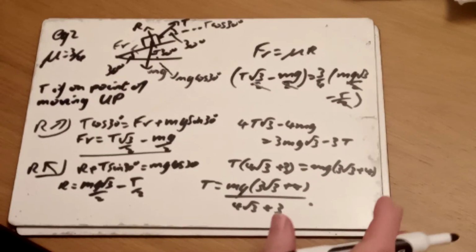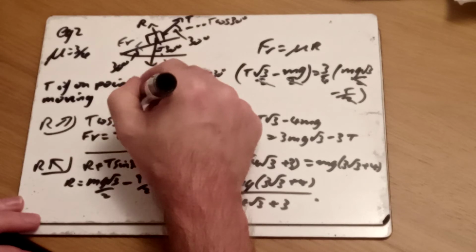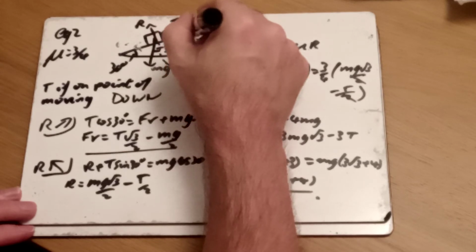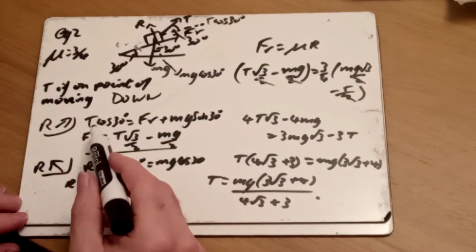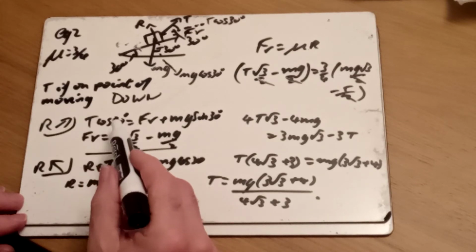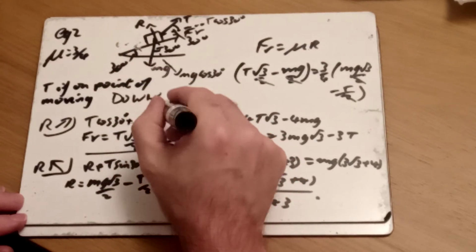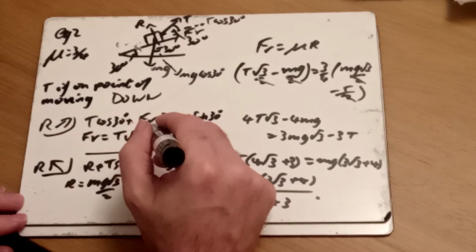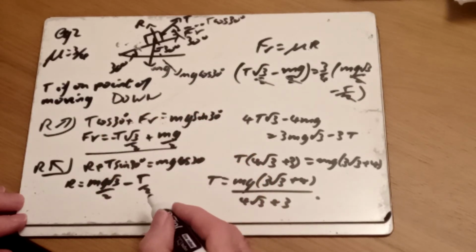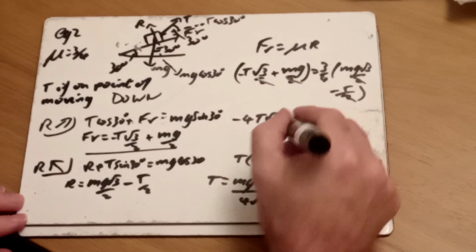Oh, there was another bit. If it was on the point of moving down the plane, then my friction will be acting this way, and it would just change some signs. It wouldn't alter the R value, it would be just the same, but when I resolved, I would end up with T cos theta plus my friction equals my weight. My weight minus that and plus that would be the only difference, so I'd have minus there and plus there. So I'd have minus 4T root 3 plus that.